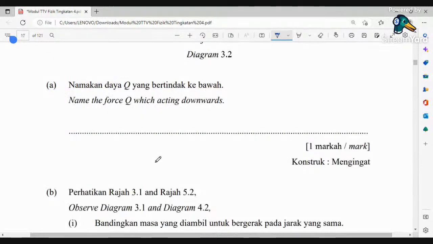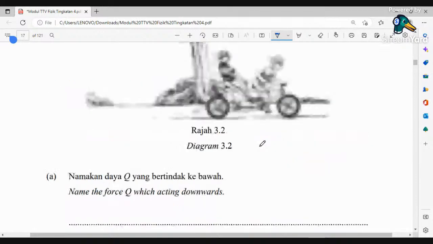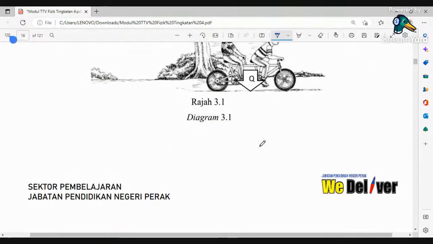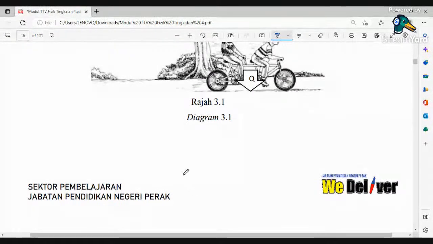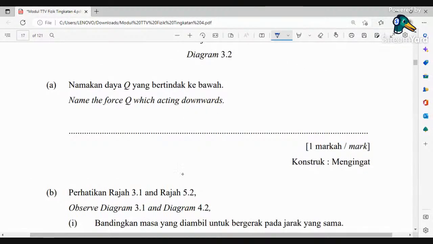Okay, soalan. Name the force Q which acting downwards. Apa nama force Q? Okay, tengok balik diagram. Mana Q tadi? Ni, Q ke bawah. Okay. So, if Q ke bawah means dia adalah weight atau gravity force.